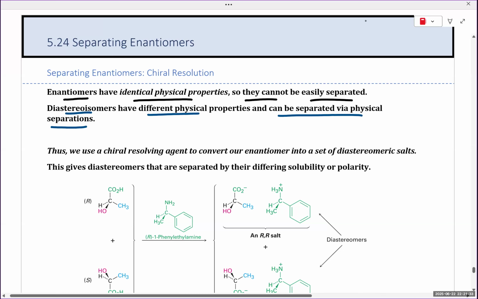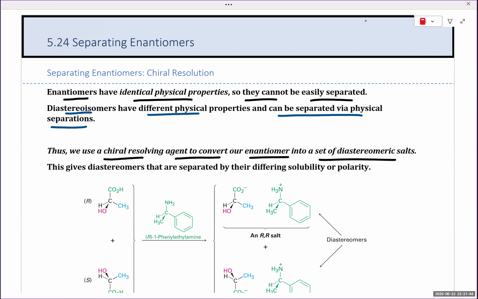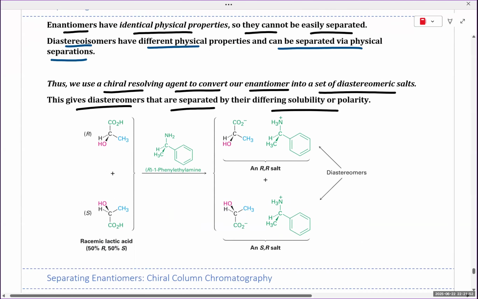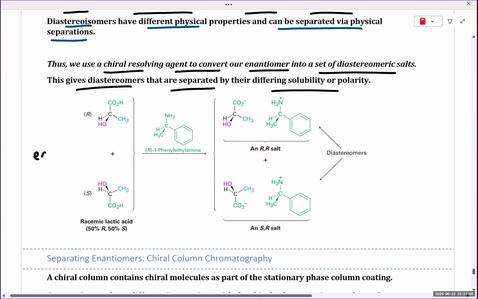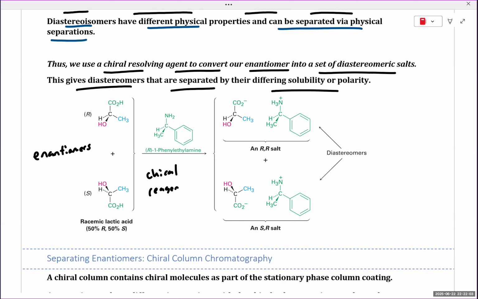So, although we can't separate enantiomers using physical methods directly, what we can do is use a chiral resolving agent to convert our enantiomers into a set of diastereomeric salts. This gives diastereomers that are separated by their differing solubility or polarity. So for example, if you have a mixture of enantiomers, you react it with a chiral reagent, and this makes a set of diastereomers, and these diastereomeric salts can be separated.